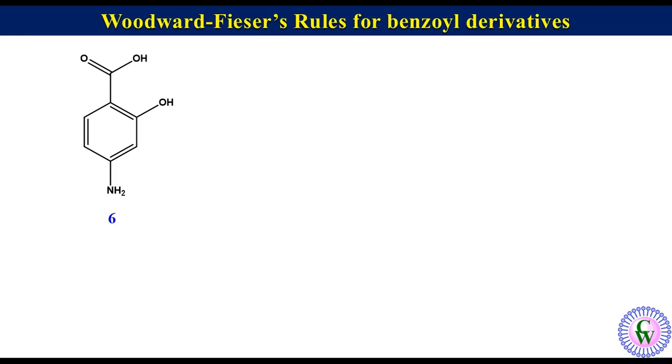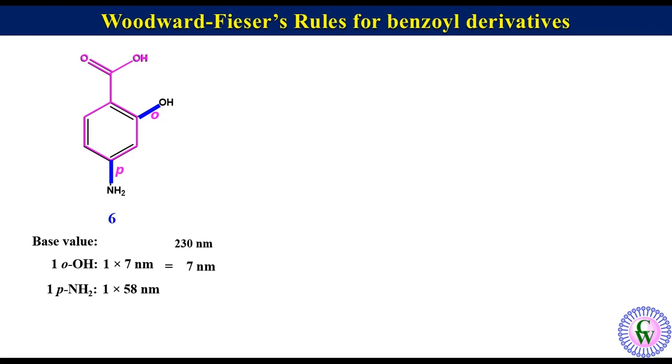Compound 6. This is also an example of aromatic carboxylic acid. So the base value will be 230 nanometer. There is an orthohydroxy group. Addition for one orthohydroxy group will be 1 into 7 is equal to 7 nanometer. There is a para amino group. Addition for one para amino group will be 1 into 58 nanometer is equal to 58 nanometer. Thus, the lambda max for this compound will be 230 plus 7 plus 58 is equal to 295 nanometer.